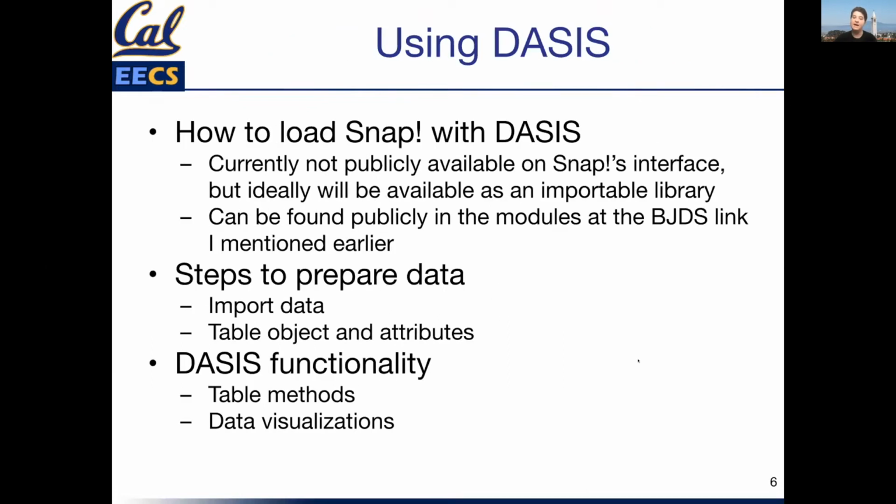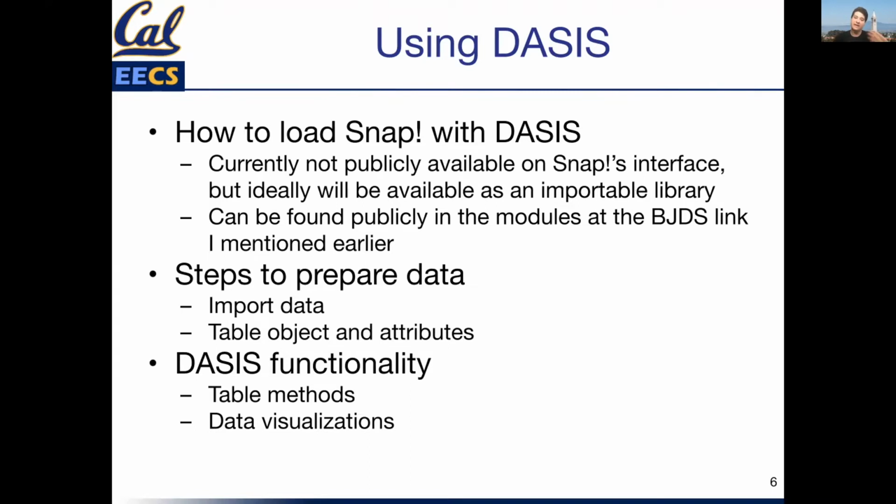So to use DASIS, it's not currently available on Snap's interface, although hopefully in the future it may be importable for students to use. Right now, it can be found on the link that I mentioned earlier. You can download the XML and import the blocks manually. We prepare tables either, as I mentioned, from importation, or we can create tables from scratch. Students will be able to interact with these table objects and attributes as they please. I created very little oversight for those kinds of things. They have the liberty to interact with it as much as they'd like.